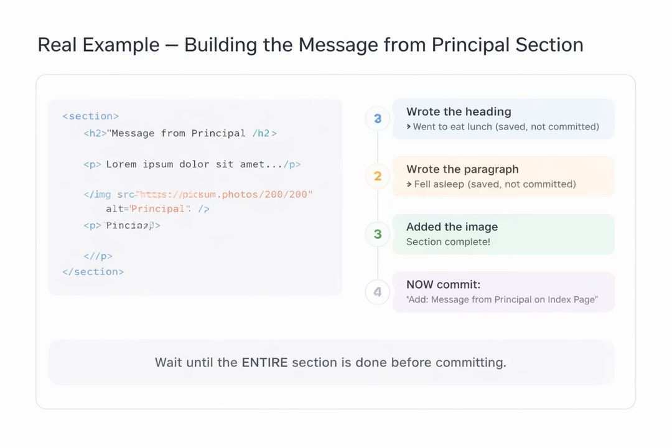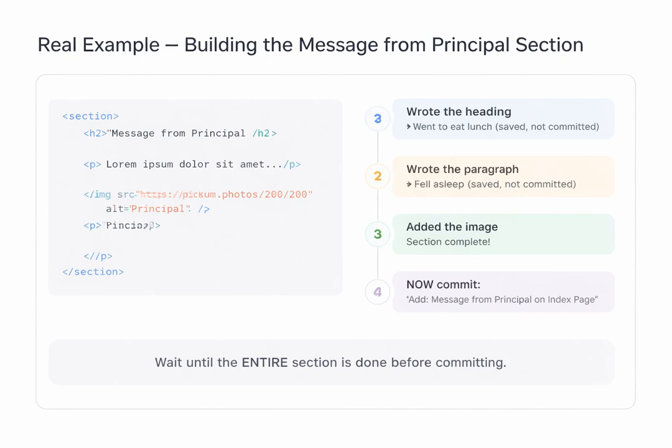Here's a real-world example the instructor walks through. You're building a message from principal section. You write the heading, then you get called for lunch. You save the file, but you don't commit yet because the section isn't done. You come back, write the paragraph. It takes a while to think through, maybe 2 hours, and then you fall asleep. Still no commit because the section isn't finished. You wake up, add the principal's photo using a placeholder image from Lorem Picsum, and now the section is complete.